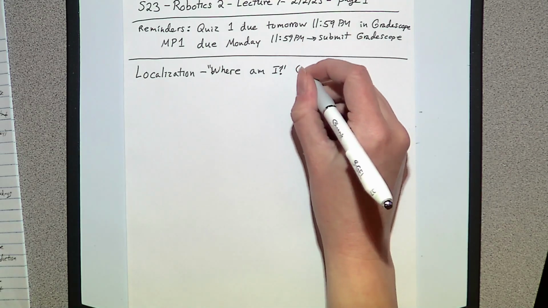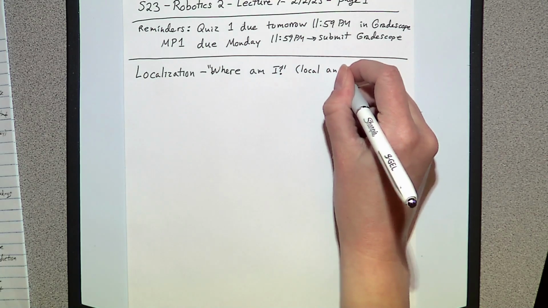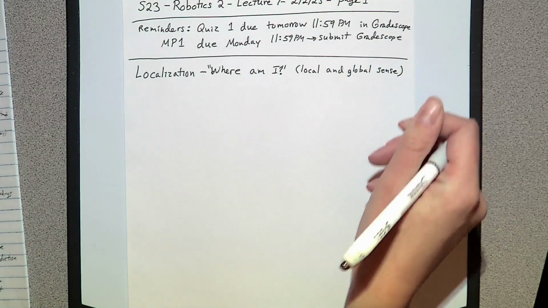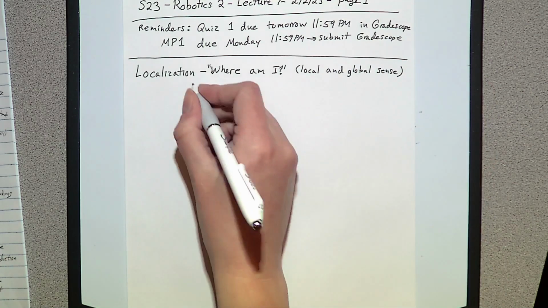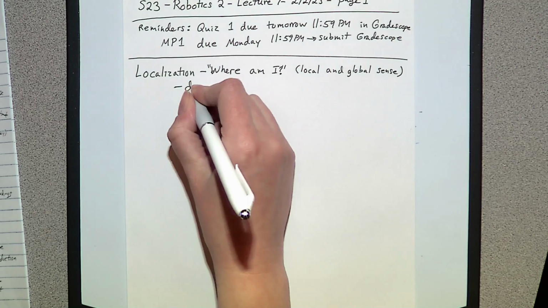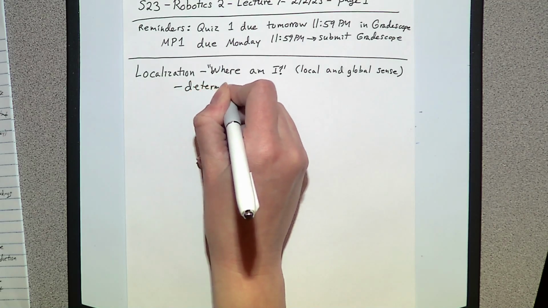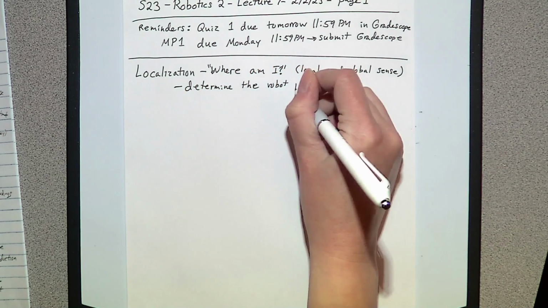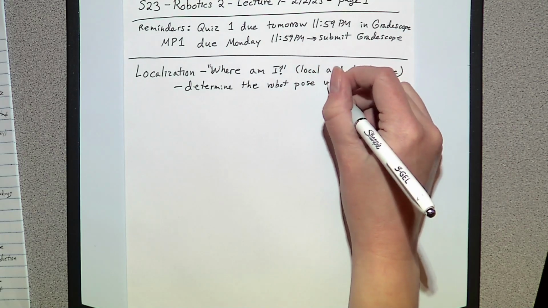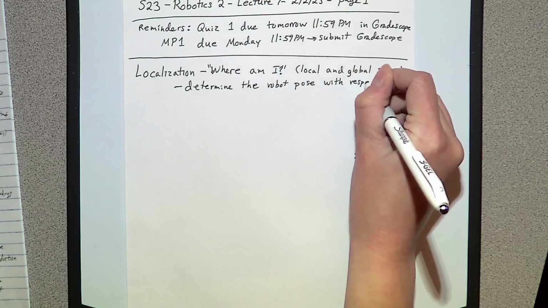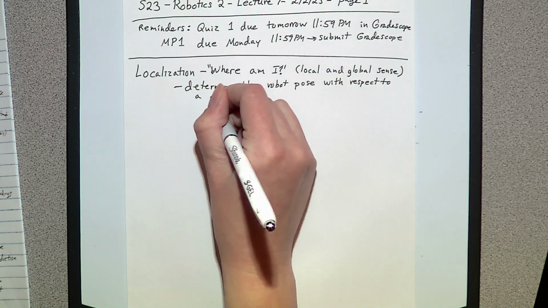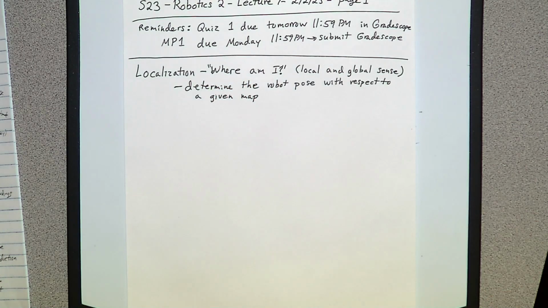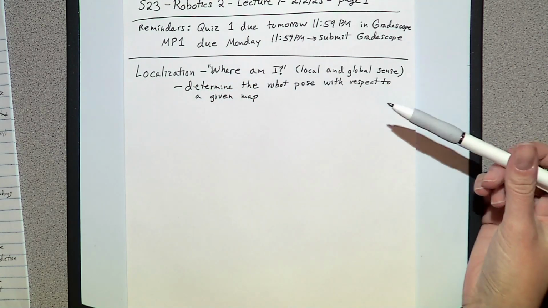And you can have this in both a local and a global sense. Another way to say it is to determine the robot pose with respect to a given map. Which we haven't talked about maps yet, but we'll do that after we talk about Kalman filters.